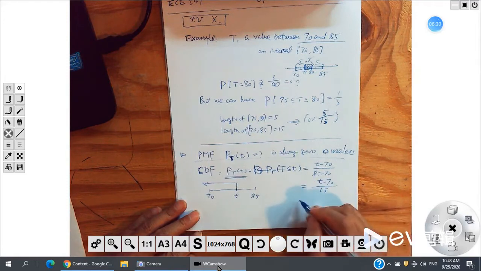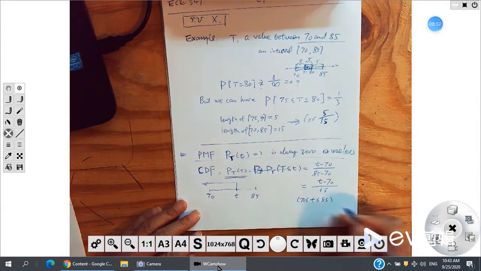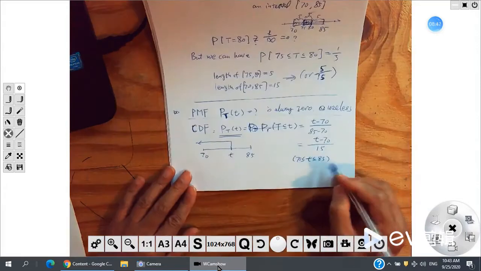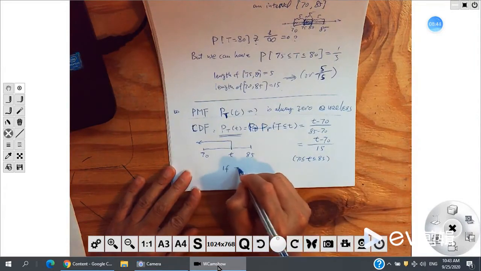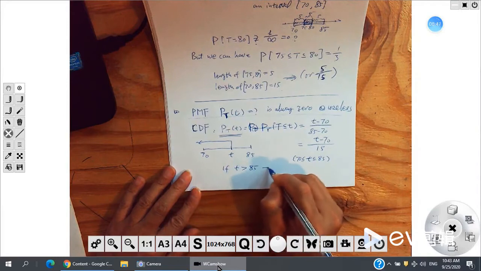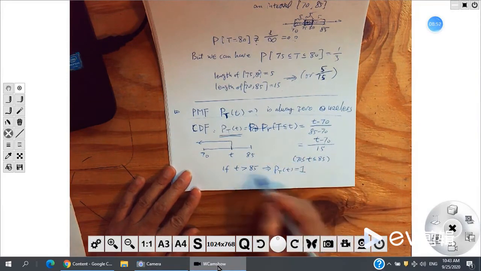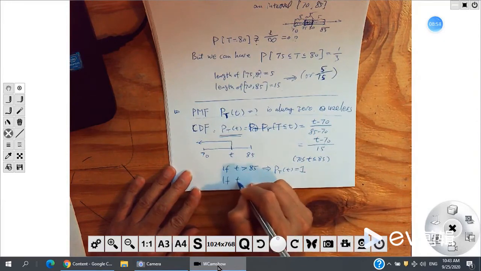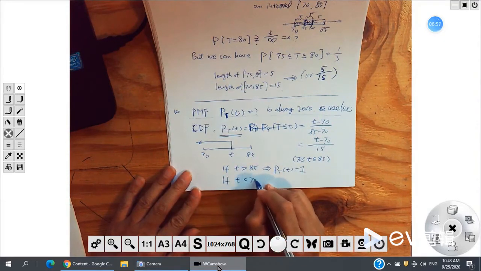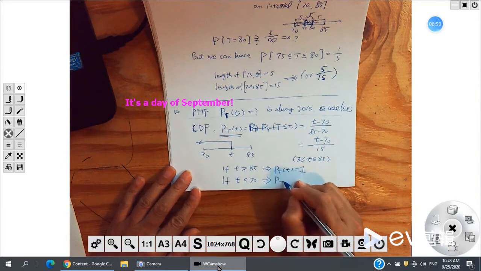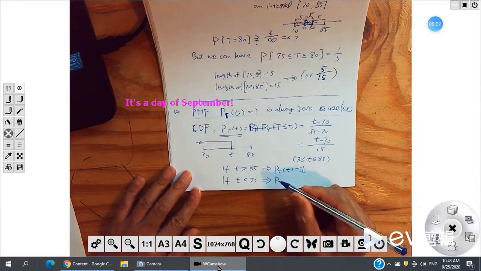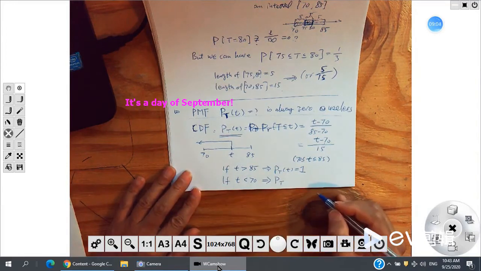Of course, we need a requirement: T will be a value between 70 and 85. If you consider all the T's, if T is larger than 85, then this probability must be 1, right? It always happens. And if T is smaller than 70, I would say it is impossible. Tomorrow's highest temperature will not be lower than 70. I think so, very similar to today.